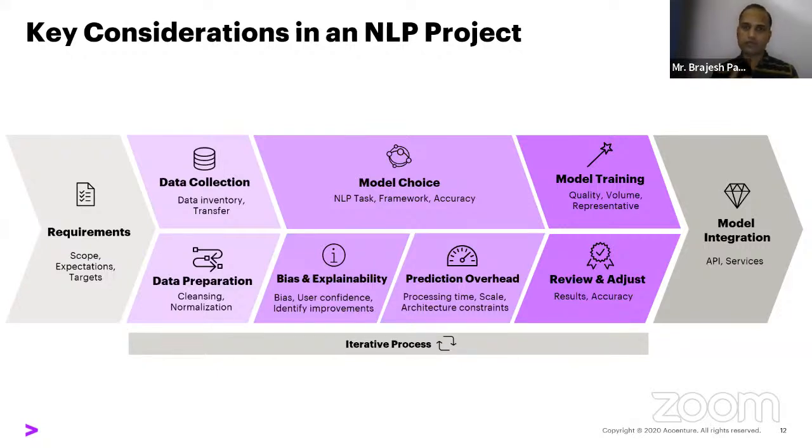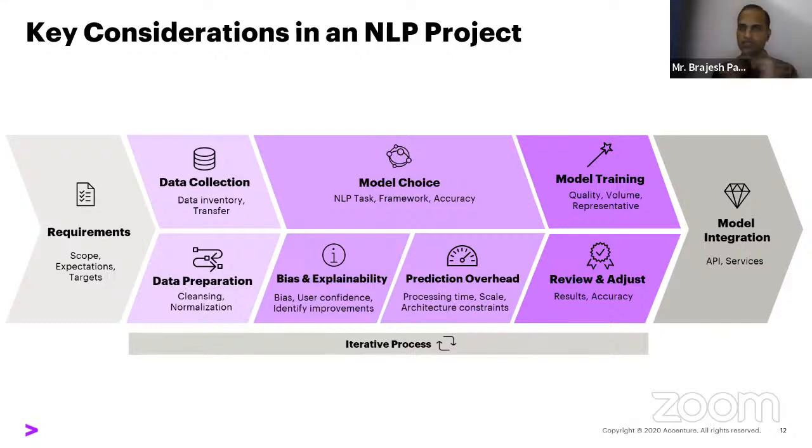Data preparation. Then clean and normalize the data, right? Then model choice. This model choice is a very important step actually. NLP tasks, framework, accuracies, all depend on this model choice. If you are not selecting a good model, all of this goes in different directions. You will not be able to achieve the target you mentioned in your vision and goal. Bias and explainability, so bias, user confidence, and improvement, prediction overhead, processing time, scale, architecture constraints. You should consider this also.